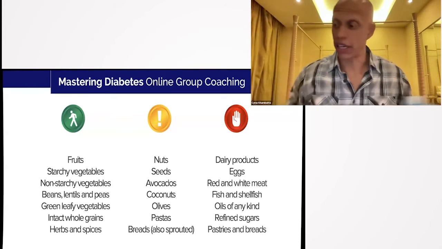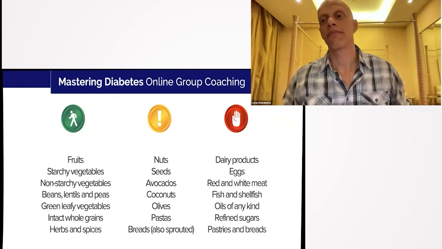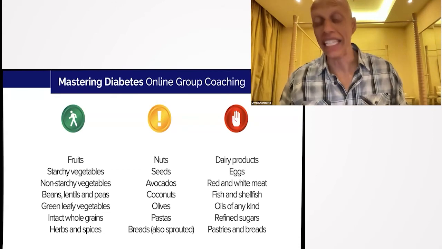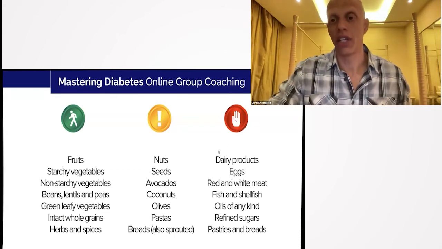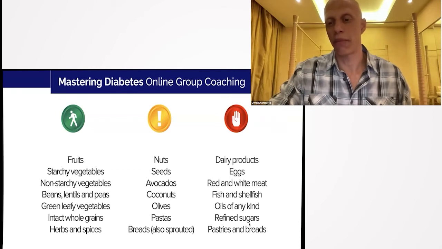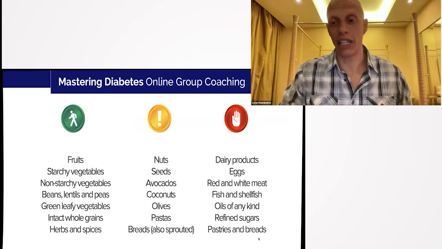And then the foods in the red light category are foods that contain mainly saturated fat. And those are dairy products, eggs, red and white meat, fish and shellfish, and then oils of any kind, since many oils are saturated fat rich. And then in addition to that, we've got refined sugars and pastries and breads, which tend to be highly refined substances that can then cause abnormal glucose metabolism inside of your liver.